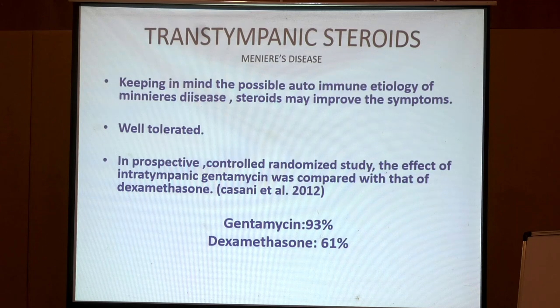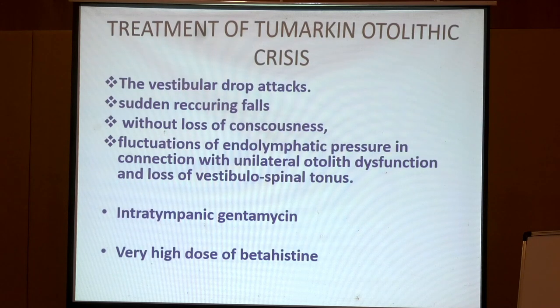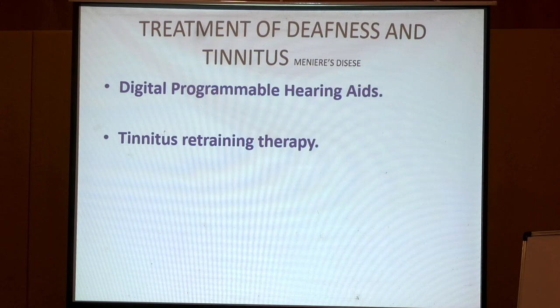Keeping in mind the possible autoimmune etiology of Meniere disease, transtympanic steroids are also used, but it is less effective than gentamicin. So, treatment of Tumarkin crisis is intratympanic gentamicin, or sometimes a very high dose of betahistine is also required. Treatment of deafness and tinnitus is digital hearing aid and tinnitus retraining therapy.